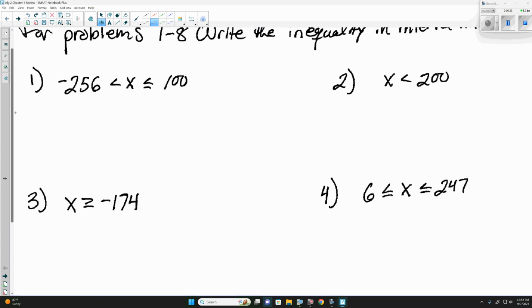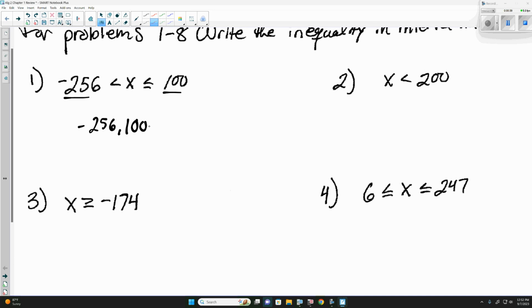Now there are two numbers and a variable with number 1. Negative 256 is less than x is less than or equal to 100. So we have two endpoints, and our two endpoints are negative 256 and 100. And we'll list those two endpoints.